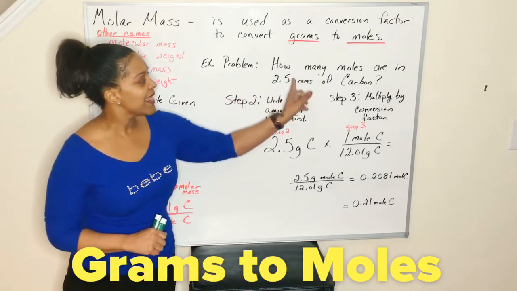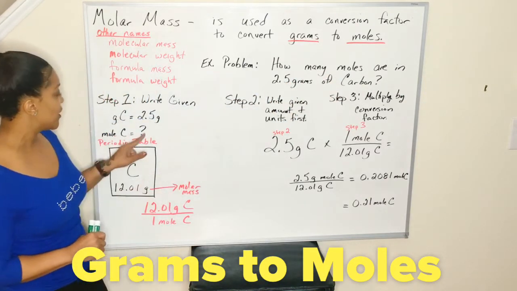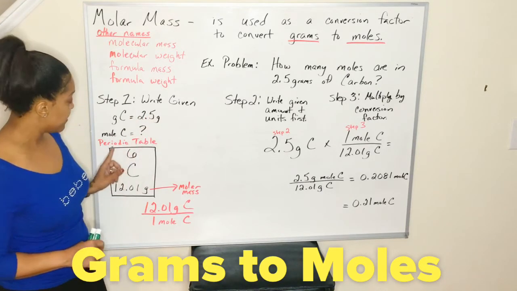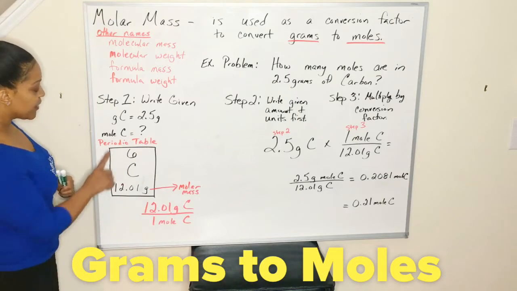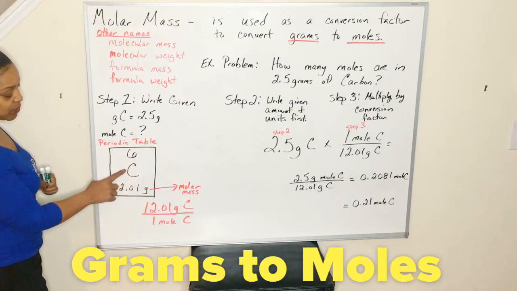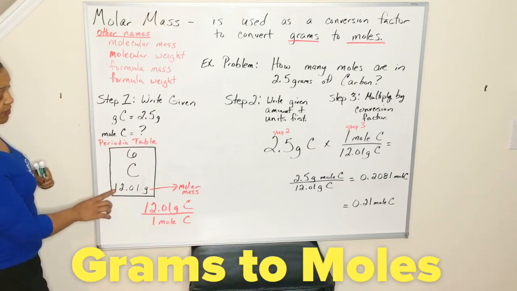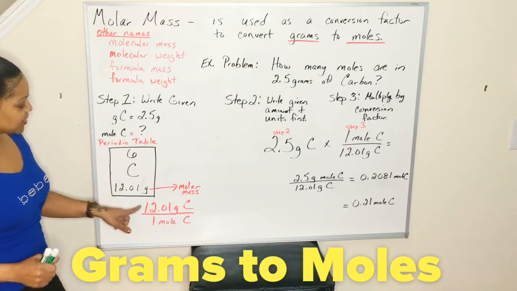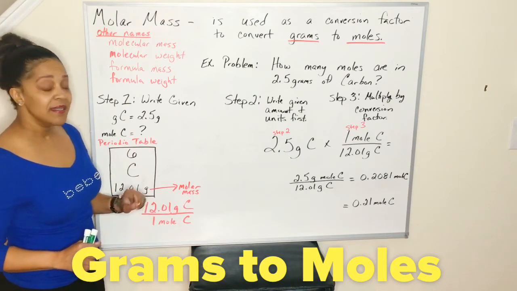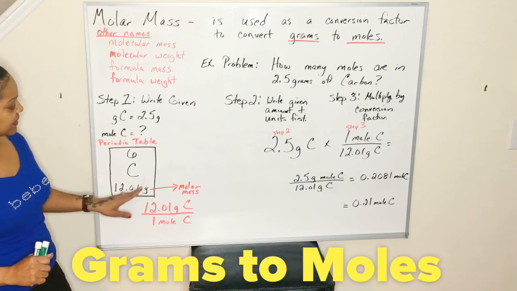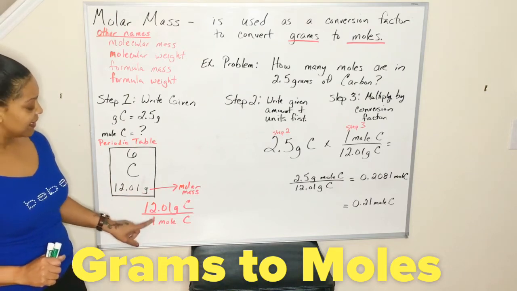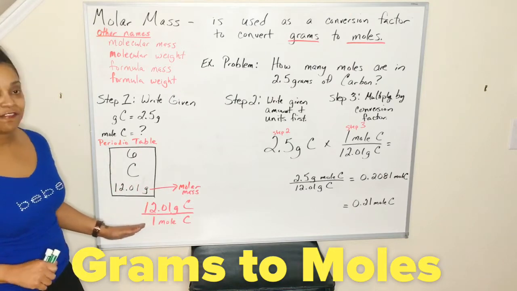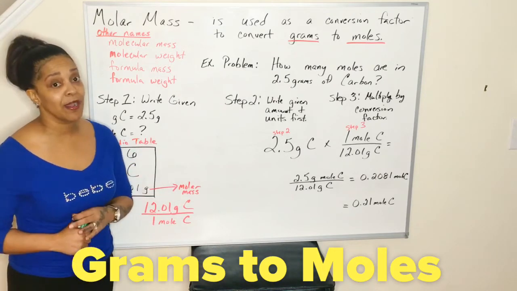For moles, they are asking us how many moles, so I simply put a question mark here for moles of carbon. Now my other given comes from the periodic table. Recall that in that box we have a few things: the chemical symbol, the atomic number, and of course the molar mass or molecular weight. For carbon, its molar mass is 12.01 grams. Now we know that this number means that there are 12.01 grams in 1 mole of carbon. Boom. Now we have a conversion factor that we can use to solve our problem.